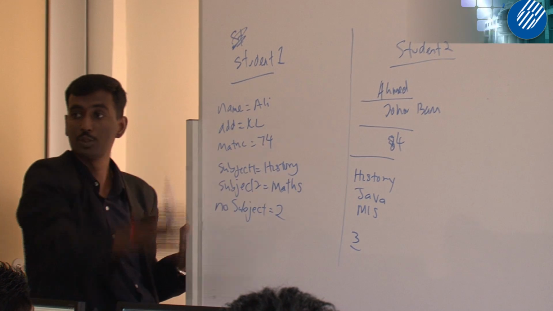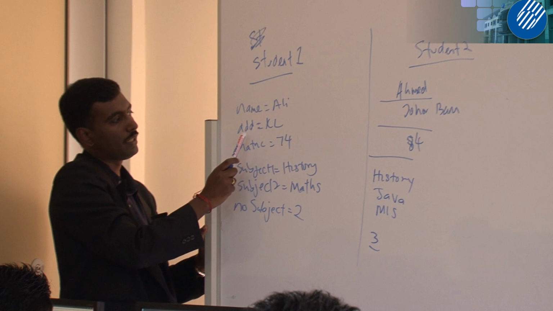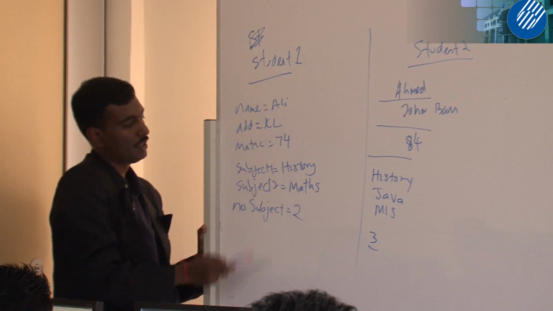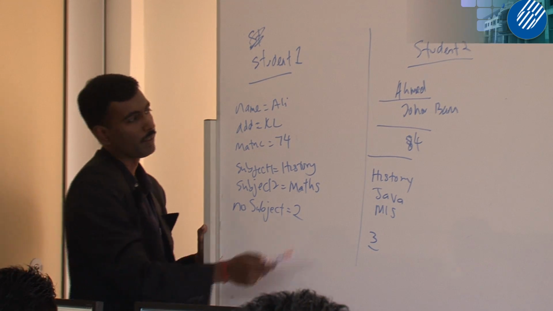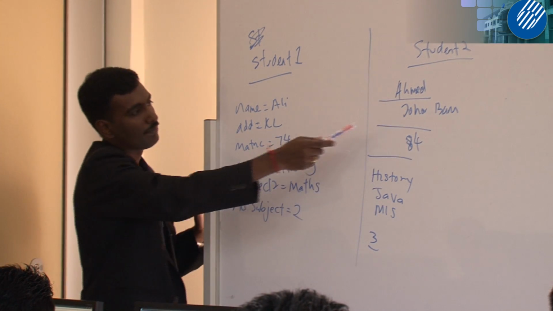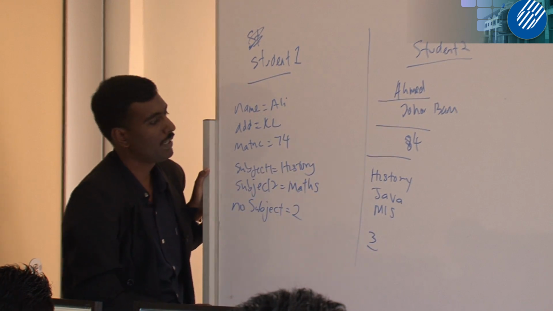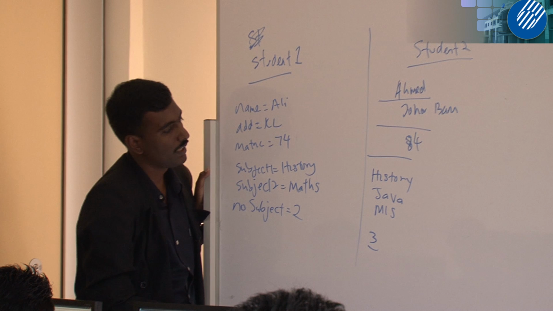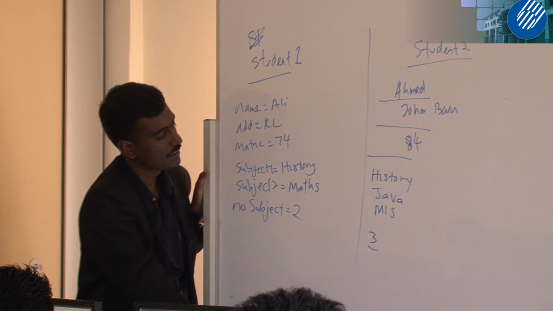Both are from the class student. So now you see the student 1 name is Ali, address KL, metric 74, subject 1 is history, subject 2 maths, number of subject 2. Second object, name is Ahmad, assuming the user entered Ahmad. Address is Johor Bahru, metric is 84. Subject names are history, Java, and MIS. Number of subjects registered is 3.